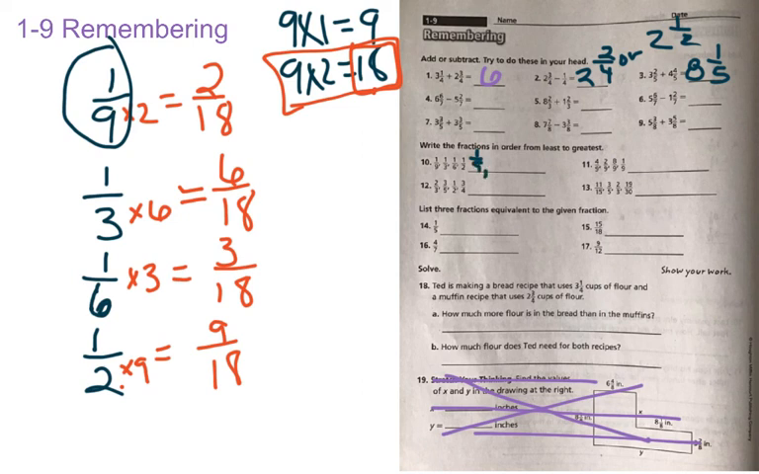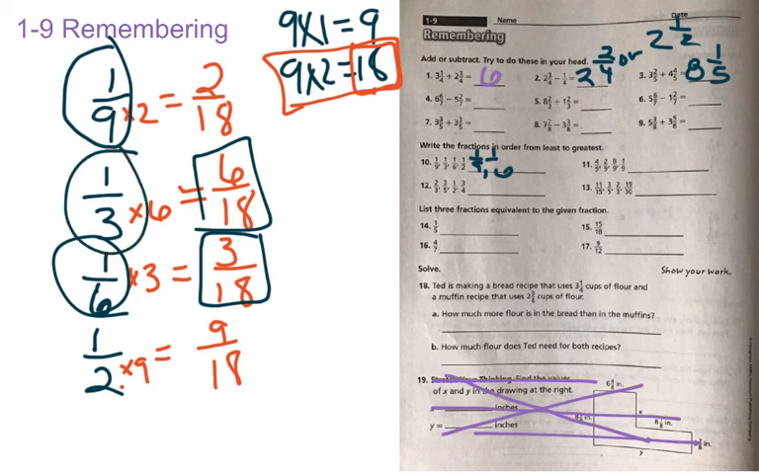Then we have 3/18, which is 1/6. Then we have 6/18, which is 1/3. And then our last one, we have 9/18, which is the largest, and that's 1/2. And that's how you would write them in order from least to greatest by finding a common denominator. And again, if you choose the largest denominator, oftentimes it's easy to find a factor from that one.